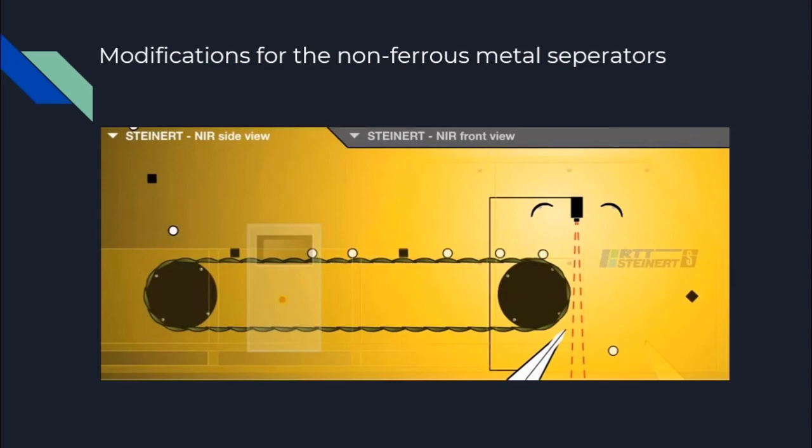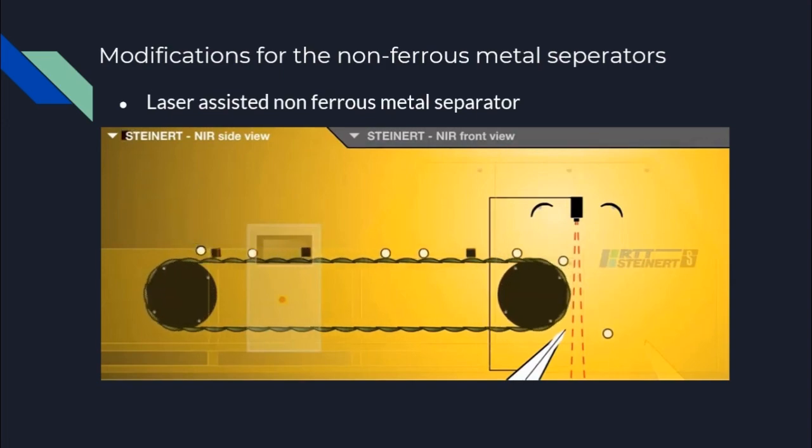Besides, there is also the laser-assisted non-ferrous metal separator as well. When the non-ferrous metals are almost reaching the end of the conveyor belt, the laser from above will detect the metals to send signals to the air jets to let out air streams right after detection.